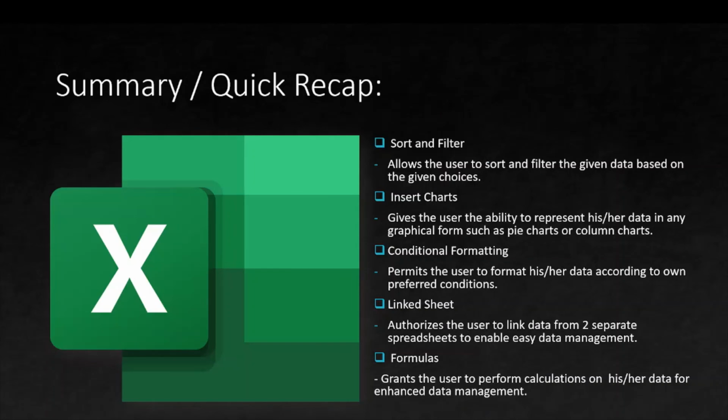So let's have a quick recap or summary of our 5 Microsoft Excel features. First feature we have here, sort and filter. It allows the user to sort and filter the given data based on the given choices. For sort, you can sort out your data alphabetically. And for filter, you can uncheck select all, and only choose to see the data you wish to see.